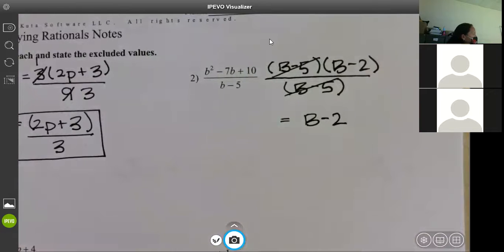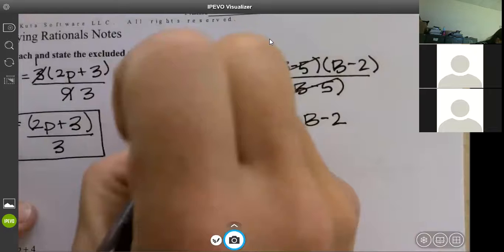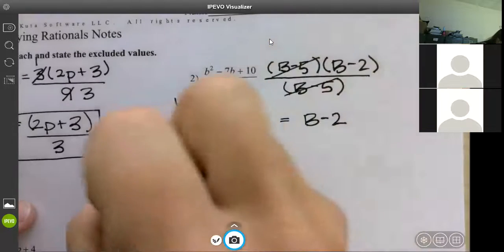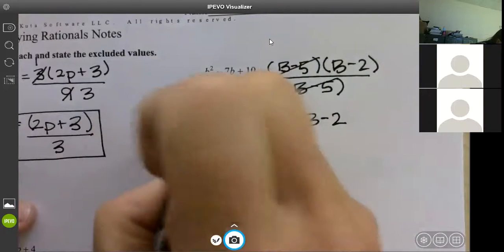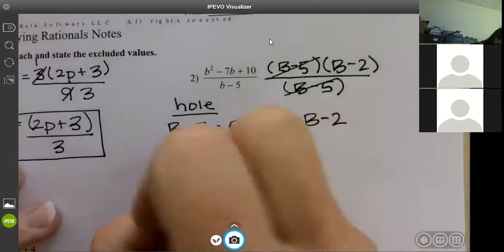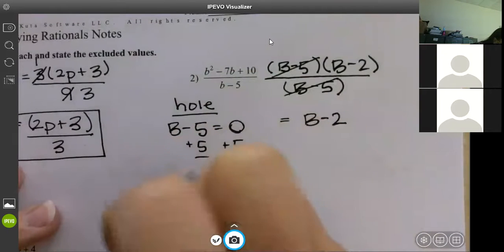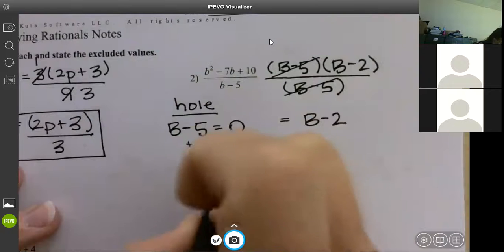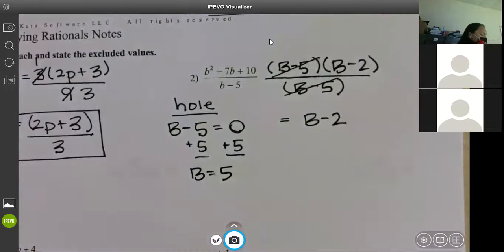If you cross it out, that causes a hole in the graph. So where is that hole at? That hole is wherever this b minus 5 is equal to 0. So whatever you cross out, set it equal to 0. When I solve it, I get b equals 5.